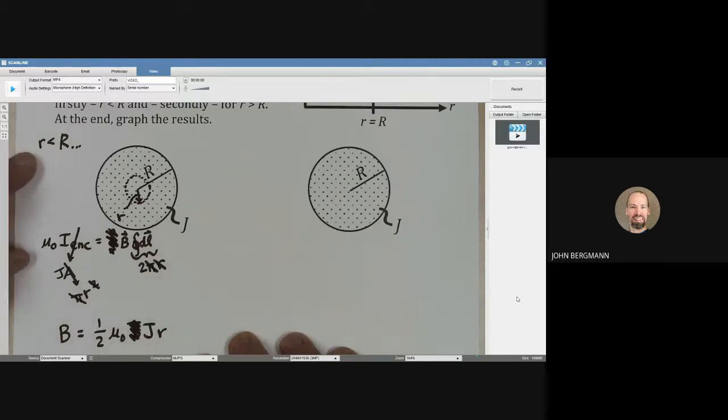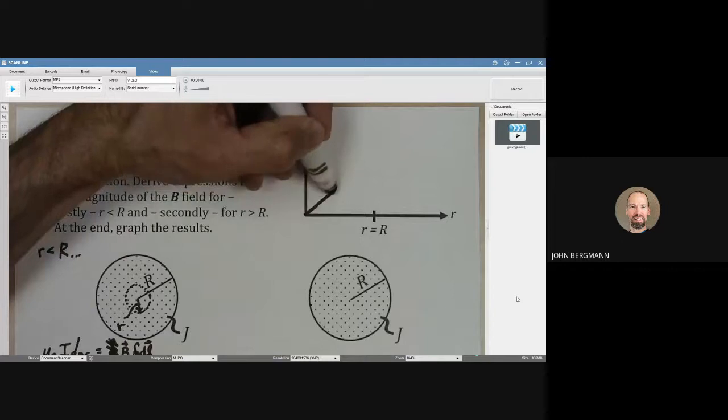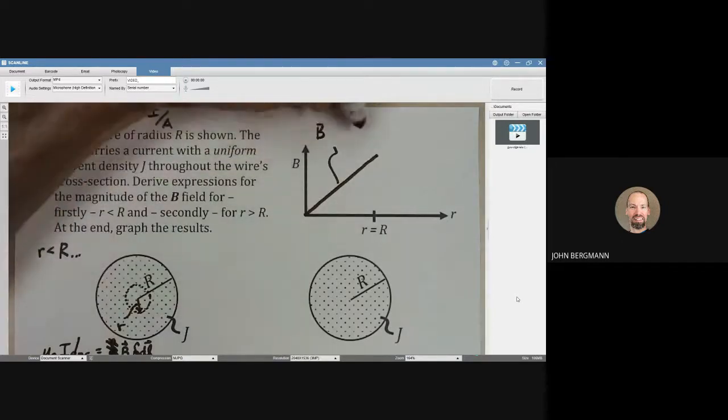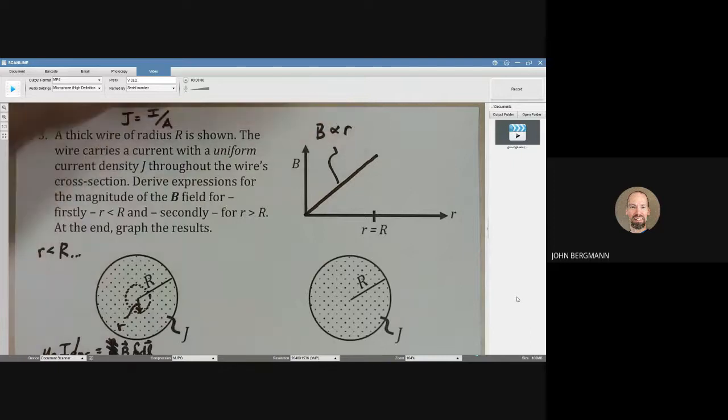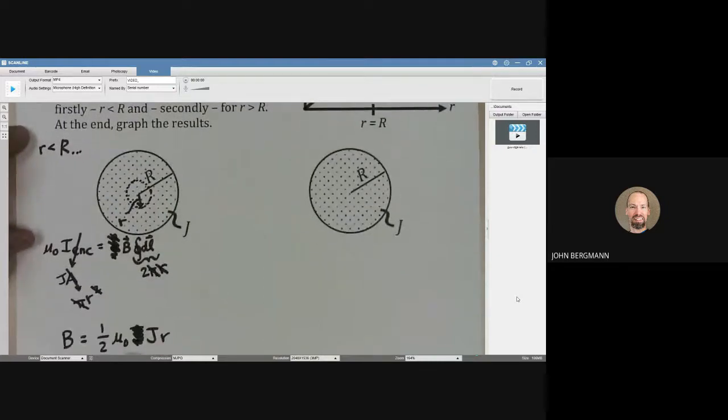We can start drawing the graph already. We can see that the magnetic field is directly proportional to r. Our graph up until big R is going to look like that, where the magnetic field is directly proportional to r. As r gets bigger, linearly with it, B gets bigger. This is in the lower left-hand corner of your screen.